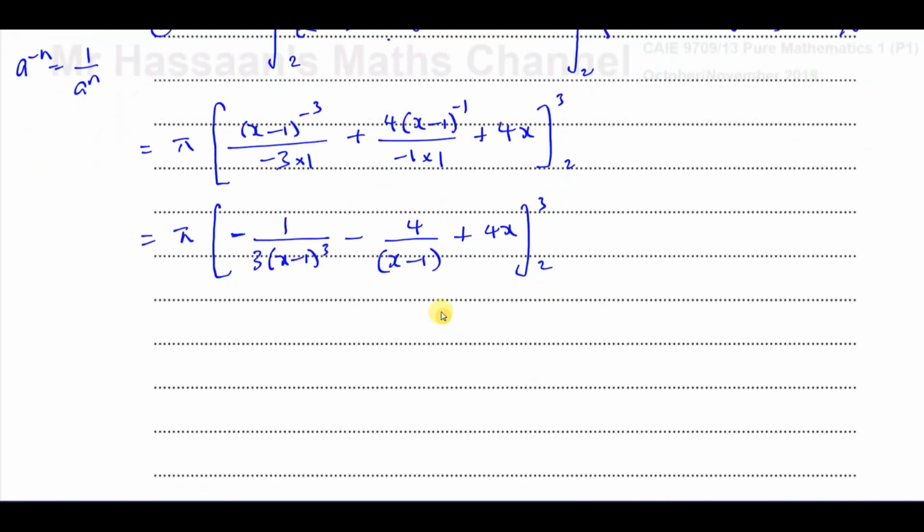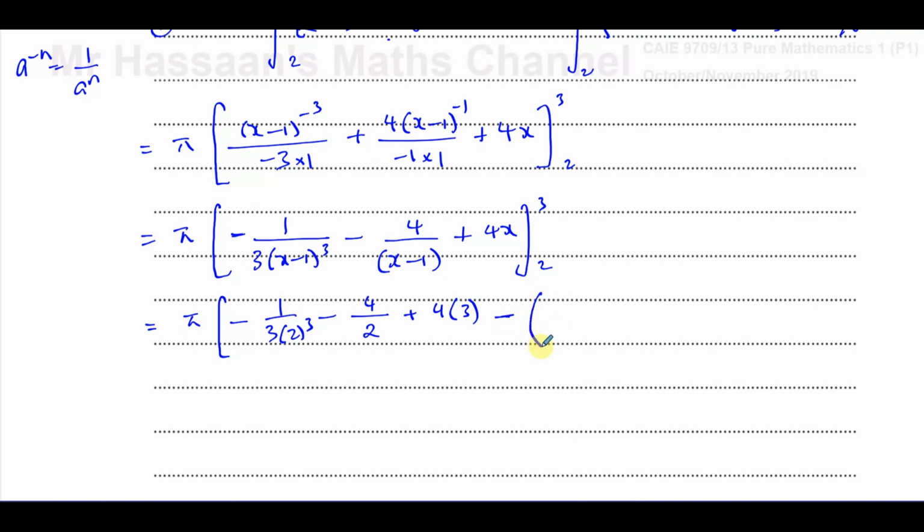Now, hopefully, if I do everything right, if I put these limits in, it should give me my answer. So just do this carefully. I have minus 1 over 3 times 3 minus 1, which is 2 cubed. Minus 4 over 3 minus 1, which is 2. Plus 4 times 3, which is 12. We'll work that out in a minute. Minus.